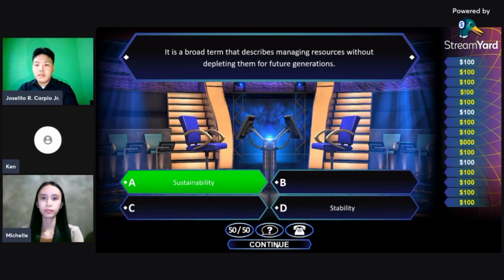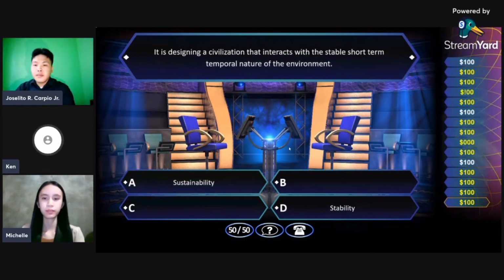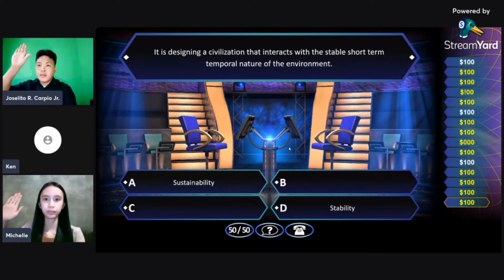Correct. Next statement. It is designing a civilization that interacts with the stable short-term temporal nature of the environment. A. Sustainability or D. Stability. Yes, Joey. It is letter D. Stability. Let's see.